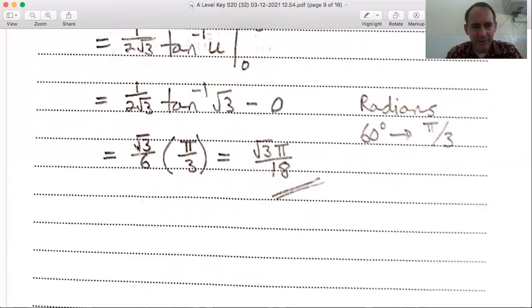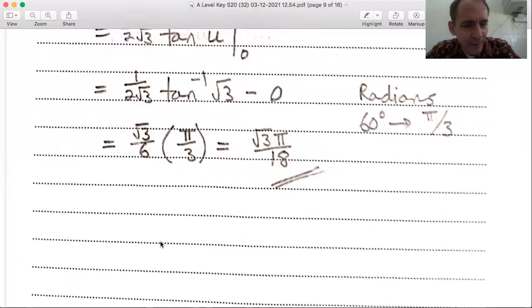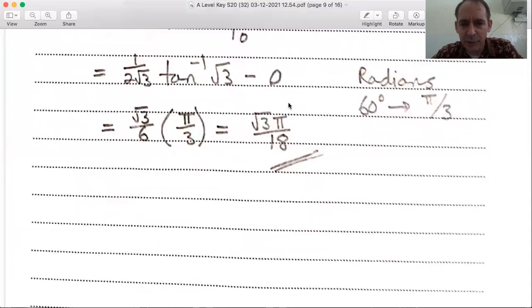Then plug that in. By the way, I rationalized the denominator, multiplied top and bottom by root 3. So I got root 3 over 6 times pi over 3, and that comes out to root 3 pi over 18. It is a good idea to rationalize your denominator because technically it's not proper to leave a radical in the denominator. So root 3 pi over 18 is your exact value.